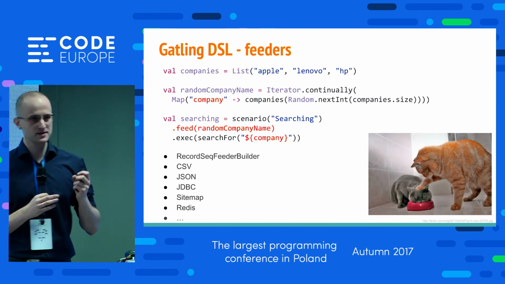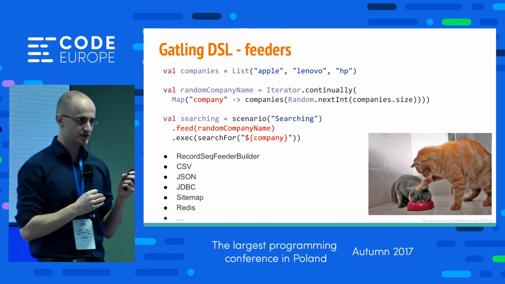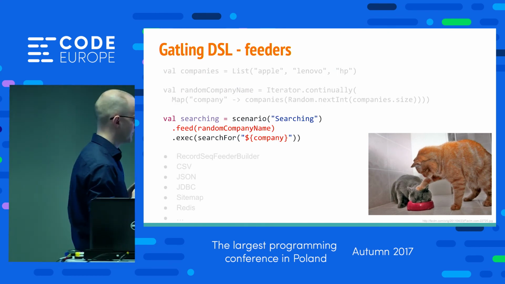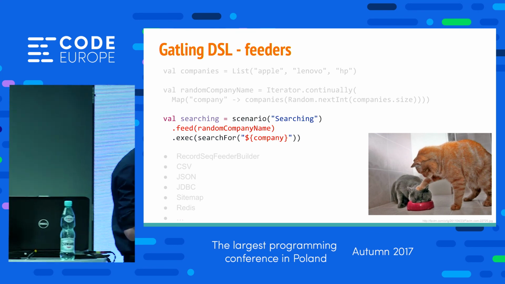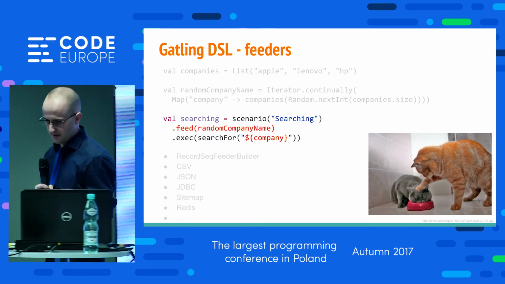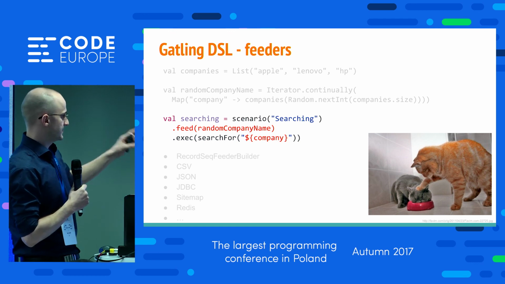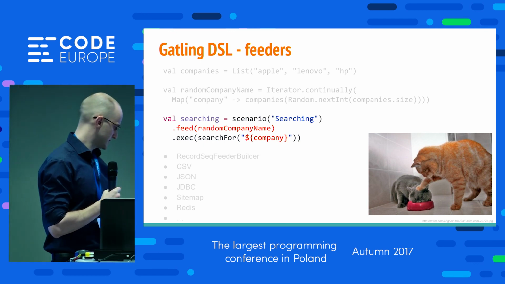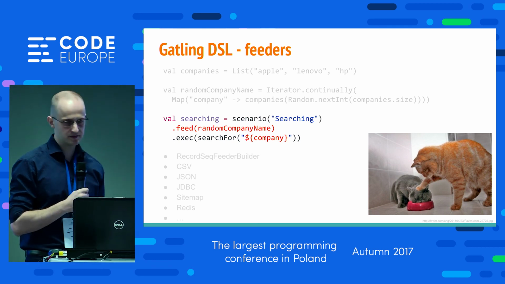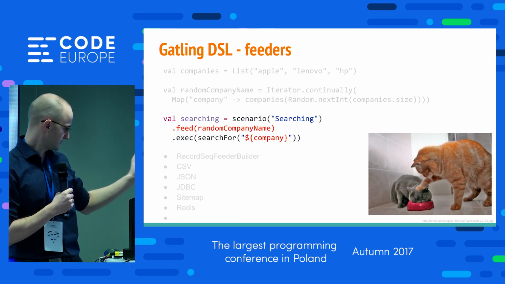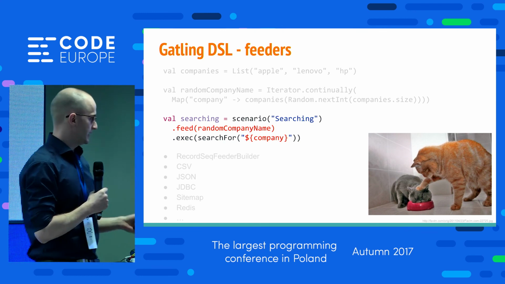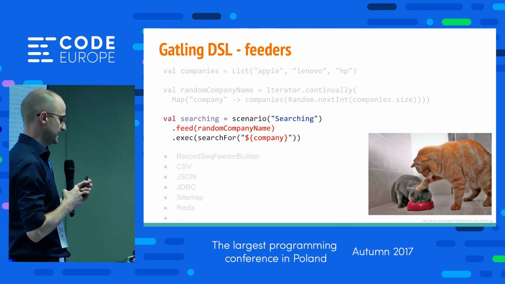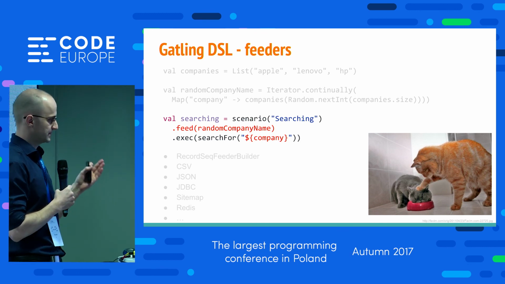To provide some unique or random data for your virtual users, you will need feeders. And a feeder is just a simple key value map, whose keys can be accessed by the Gatling expression language. And you can create feeders manually, like on the slide, or use some built-in support for parsing JSON, CSV files, JDBC, Redis, sitemap, etc.